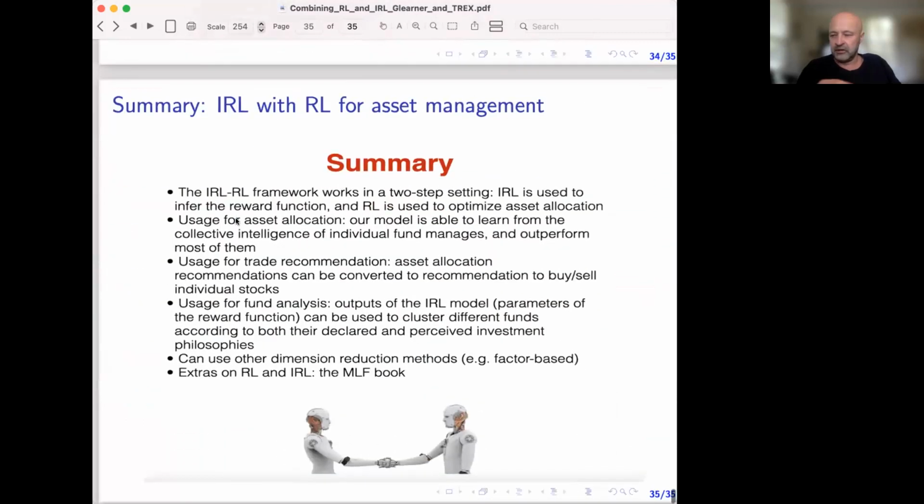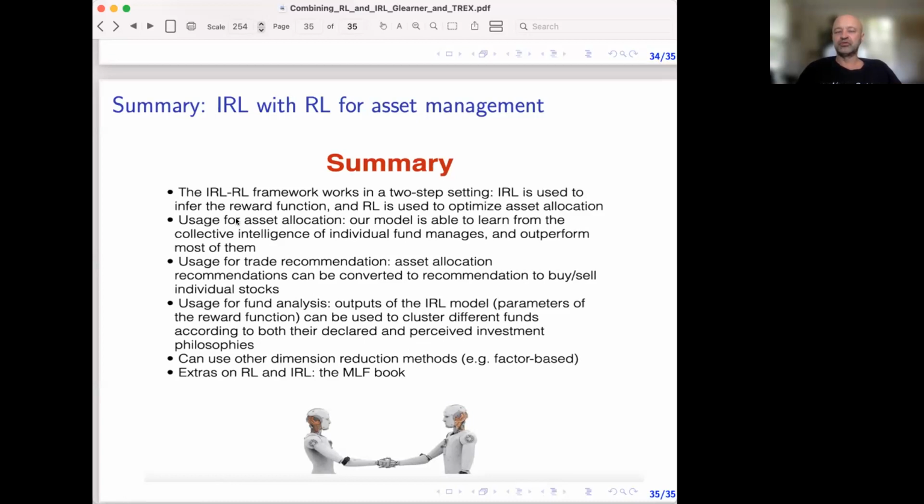And I think here we get to the summary of this presentation. I showed you a two-step framework where we first use inverse reinforcement learning to infer the reward function of human portfolio managers, and then we use a direct RL algorithm to optimize asset allocation. The method we used, in this somewhat caricature form, but nevertheless a practically useful form, is able to learn from the collective intelligence of individual fund managers. And as I just showed you, it seems capable of outperforming most of them. So obviously it can be used for asset allocation.